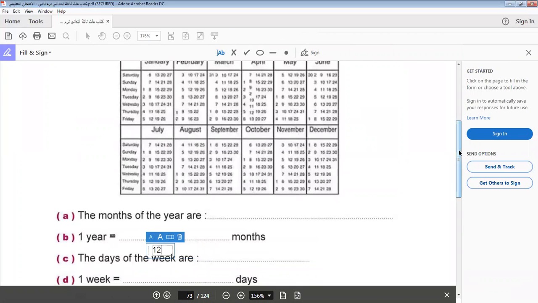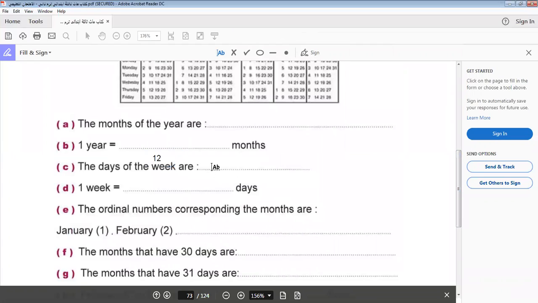Okay. The days of the week, you can write them: Saturday, Sunday. Okay, by yourself. A week has, we say, 7 days.